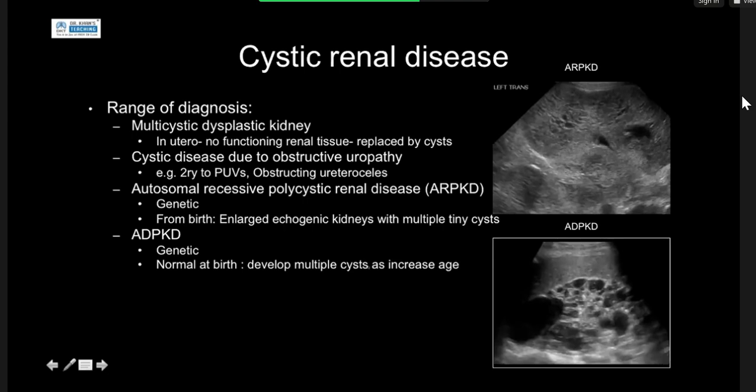And then autosomal dominant polycystic kidney disease, that is also a genetic form, and as it says in the name, you only need 1 copy of the gene. And the kidneys can look normal at birth, so they can have completely normal appearances. And then as the child grows up, they develop multiple cysts in the kidney. And this is commonly seen in older children and in adult patients, but we can see it from quite a young age in pediatrics. You can see here where you've got multiple cysts within the kidney, but you do have some normal renal parenchyma in between the cysts, and that's how you differentiate between the 2.